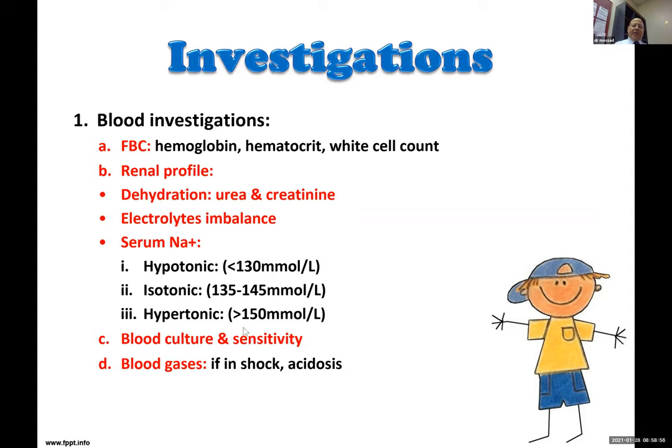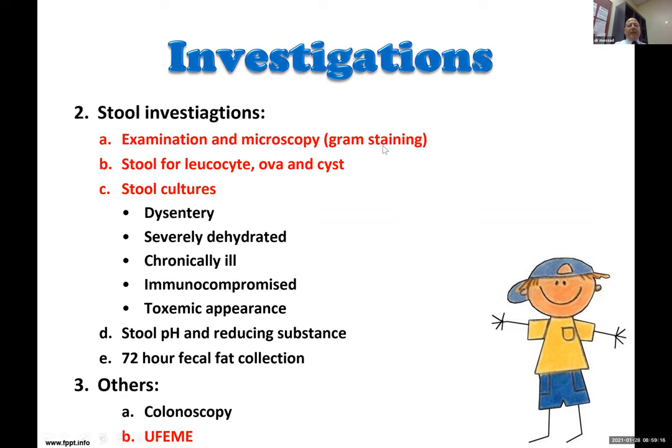Of course, culture and sensitivity, okay, can be requested. The blood gas, if the patient looks severely dehydrated or has acidotic breathing, I must do the blood gas, which is very important. Stool investigation for microscopy and gram stain, okay, for leukocytes, ova, and cysts are very important to rule out any dysentery or any infection. Stool culture may guide us in case of dysentery or severe dehydration or chronic illness or immune compromised or the patient looks toxic.